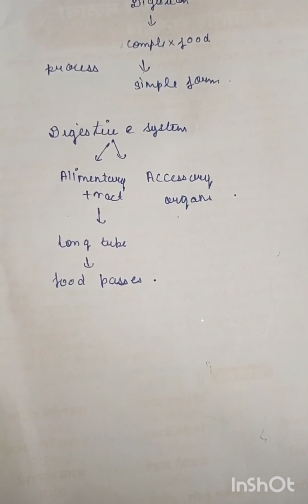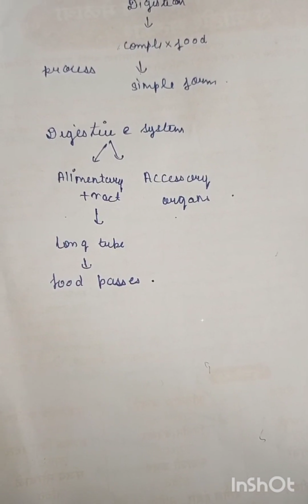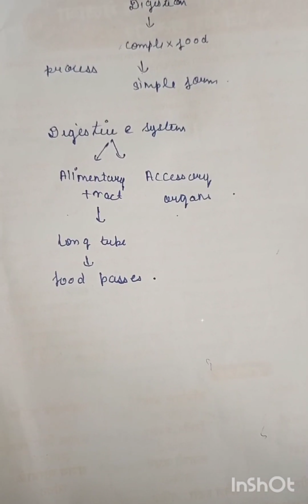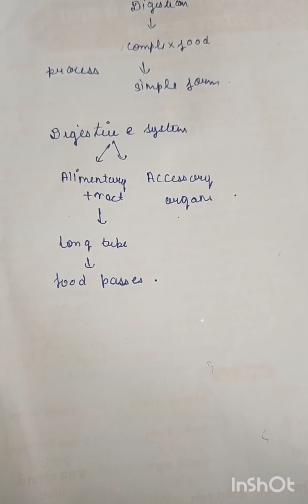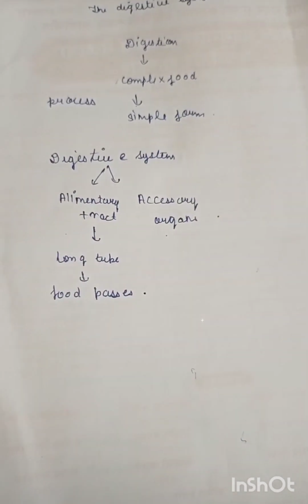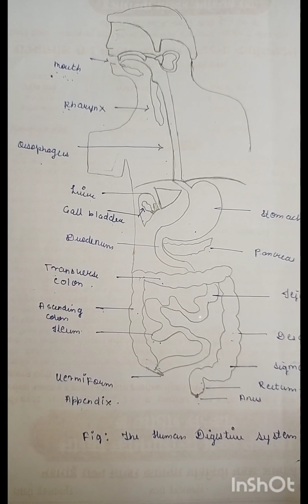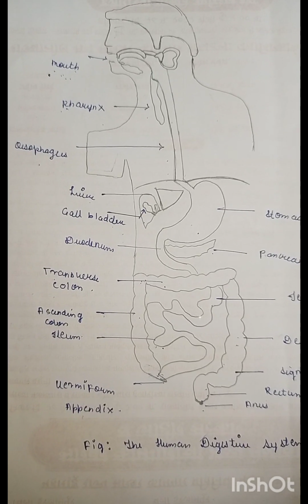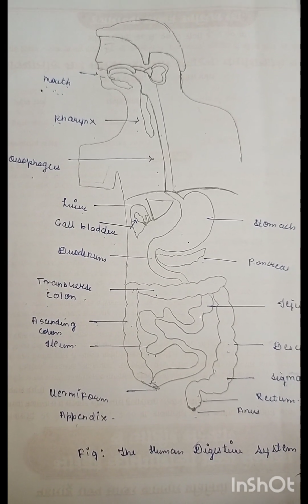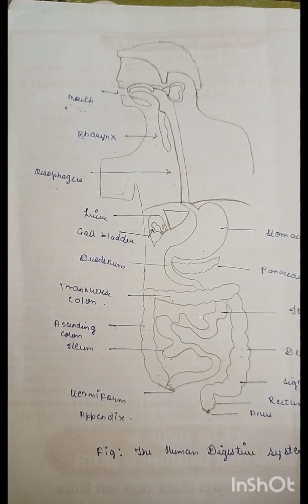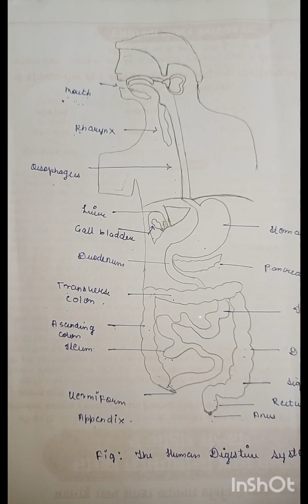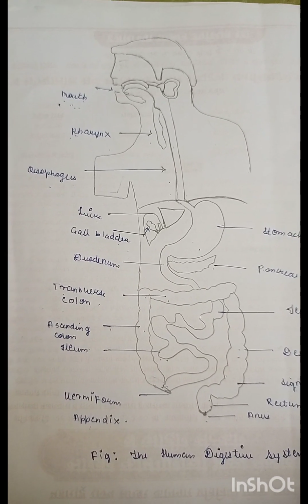Now, the digestive system consists of the alimentary tract and the accessory organs. The alimentary tract is the long tube-like structure through which our food passes. Now let us look at the diagram of the human digestive system. The human digestive system starts at the mouth and ends at the anus. The first part of the human digestive system is the mouth. It is also known as the oral cavity.